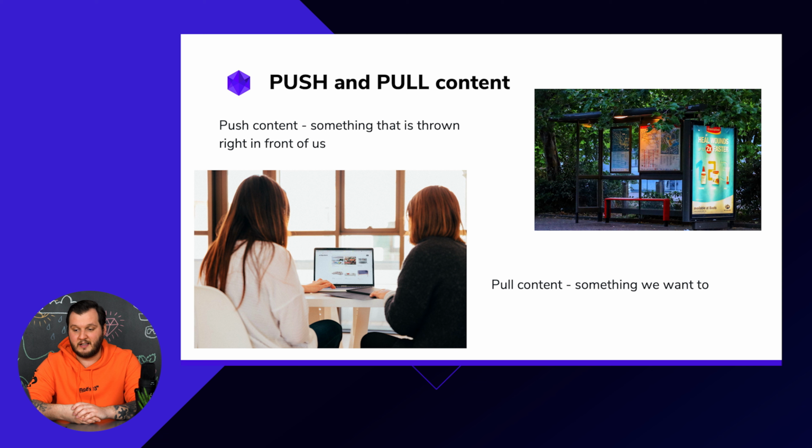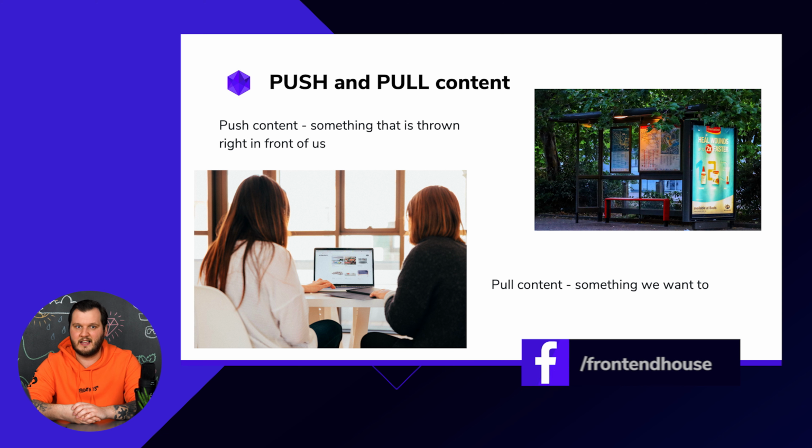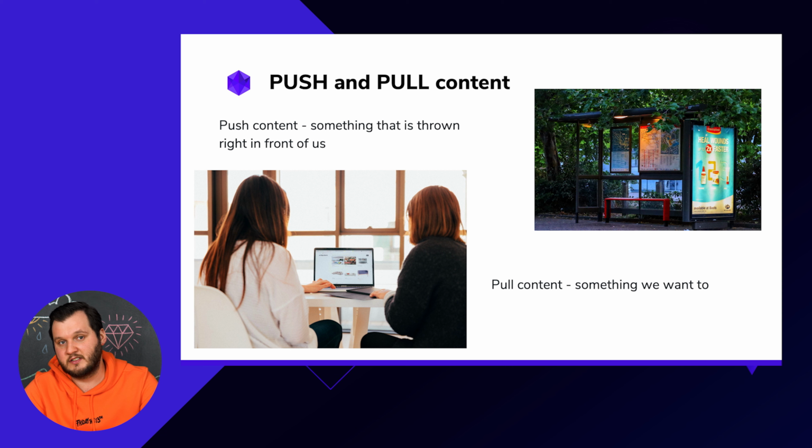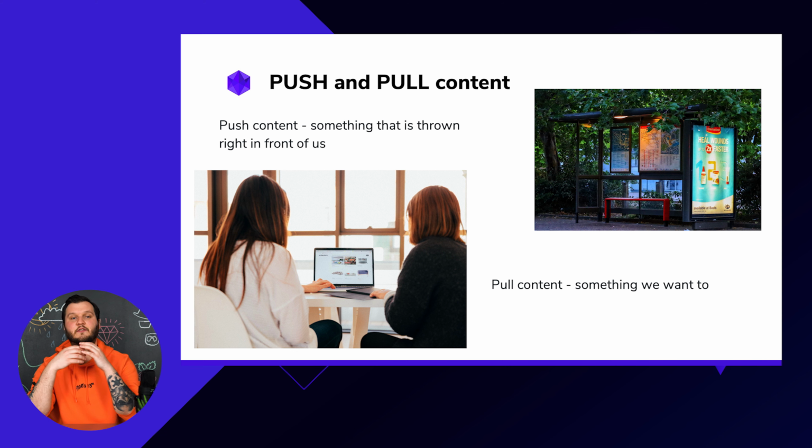So this is push content: we have it in front of us and we don't really choose to see it, we are kind of forced to see it. It's like sitting on a bus where those little TVs show you some commercials. You are also kind of forced to see it, because unless you obviously have a smartphone, you have no choice but to see it. And the other one is called pull content, and pull content is something that we want to see.